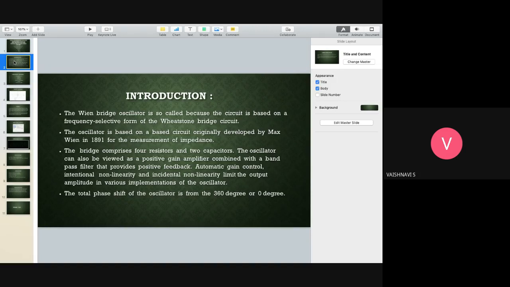Automatic gain control, intentional nonlinearity, and incidental nonlinearity limit the output amplitude in various implementations of the oscillator. The total phase shift of the oscillator is 360° or 0 degrees.